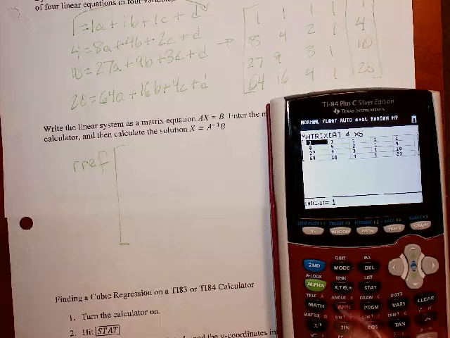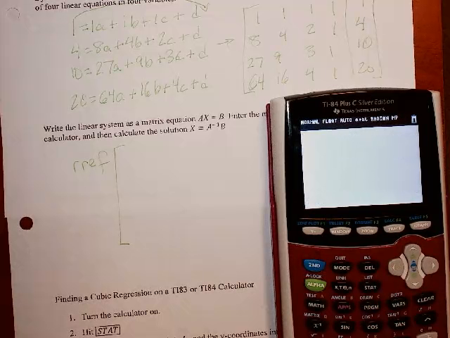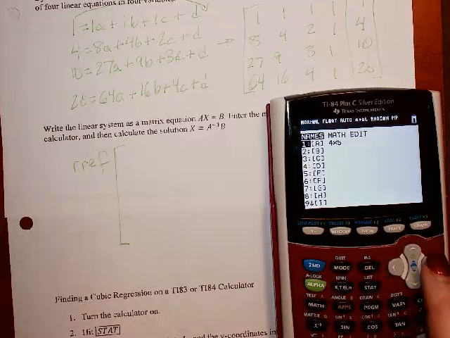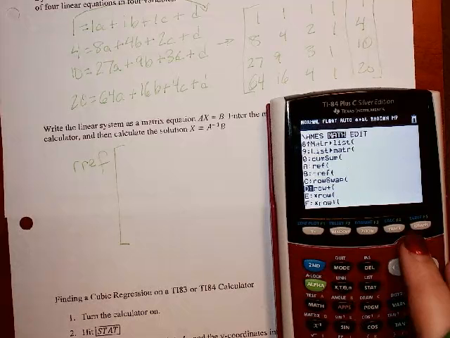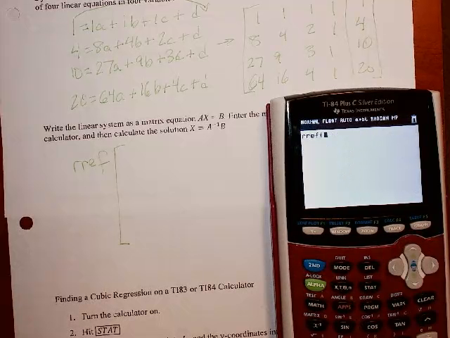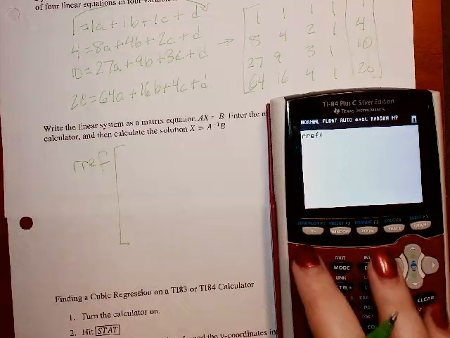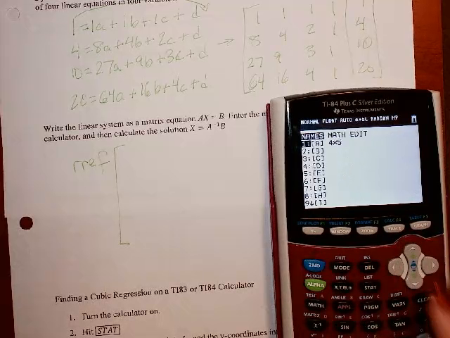And then we go back to second matrix. We go over to math. And then we go all the way down to RREF. And then we go to second matrix again, and we pick the matrix that we put our values into, which on my calculator is A. And then we let the calculator do the math for us.